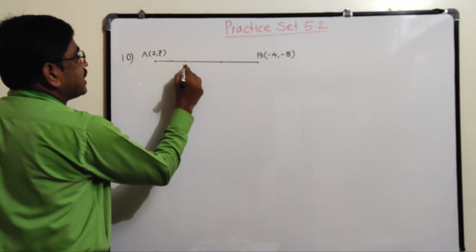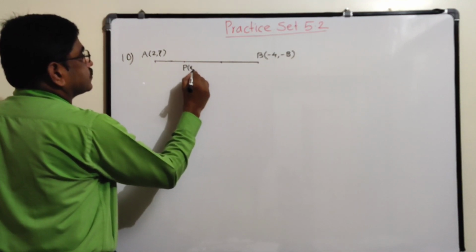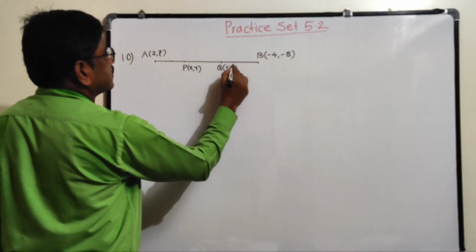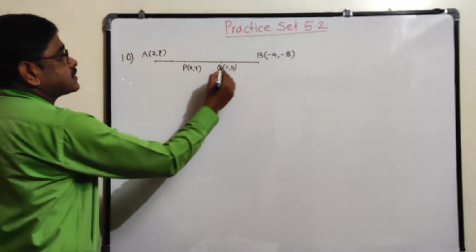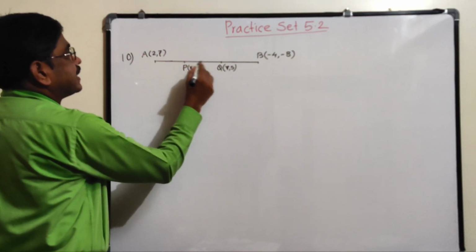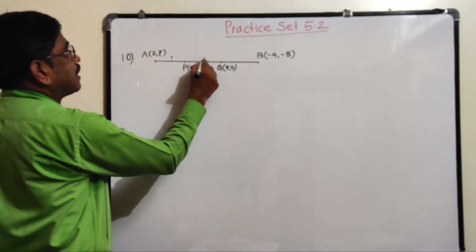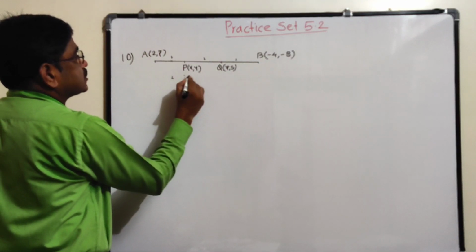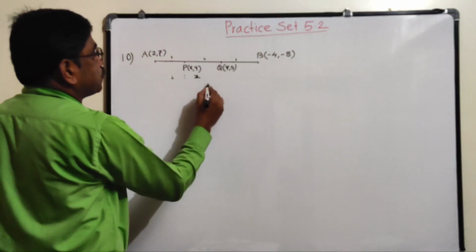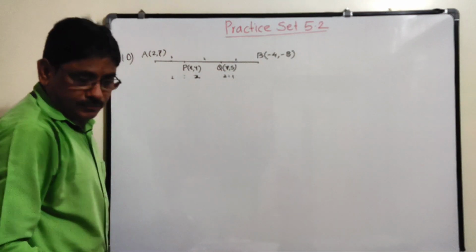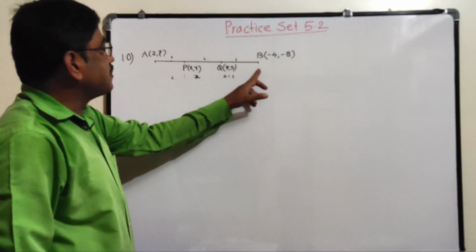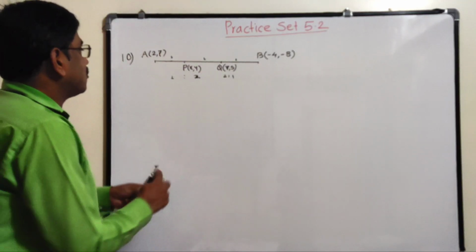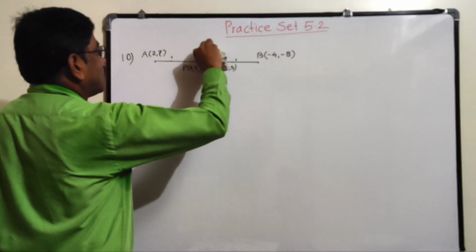Here suppose P (x, y) and Q (r, s). These Q and P are points which divide this segment into one part, one part, one part. So this P divides this segment in the ratio 1 is to 2. This Q divides 2 is to 1. Or this P and B, Q is the midpoint of PB. So first find the coordinates of any one of the points. So here find the coordinates of P.